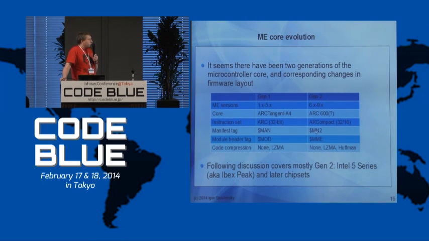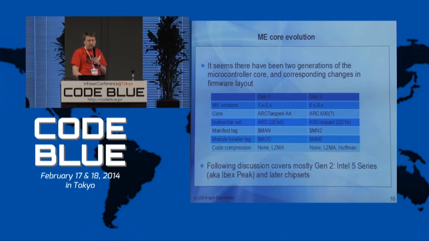Now I analyzed many different versions of the ME firmware. And it seems that there have been two generations, so to speak. They use a different instruction set. They use a different layout of the firmware parts of the code partitions. And so here I just summarize their differences.